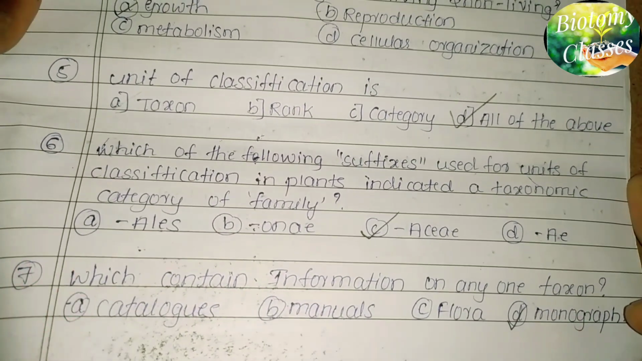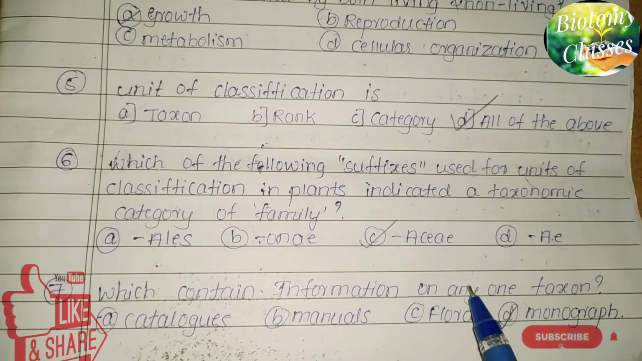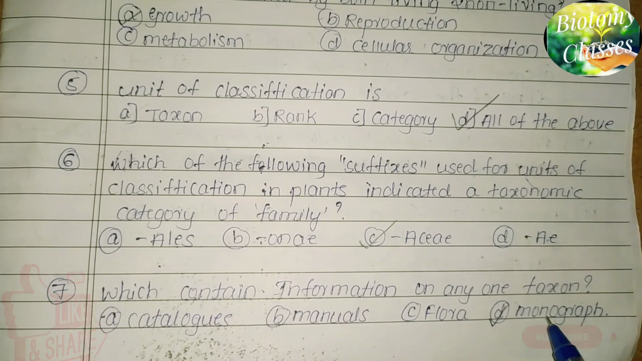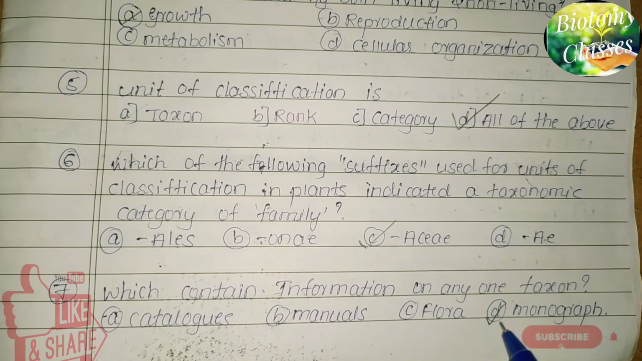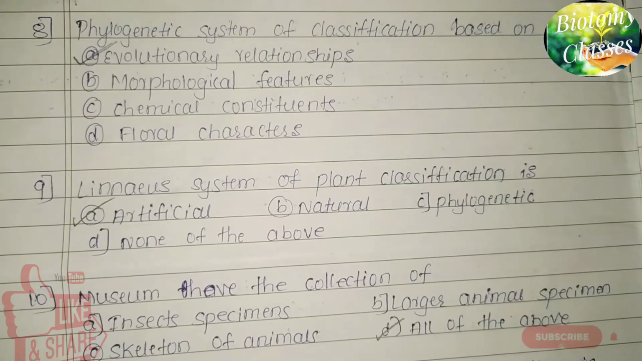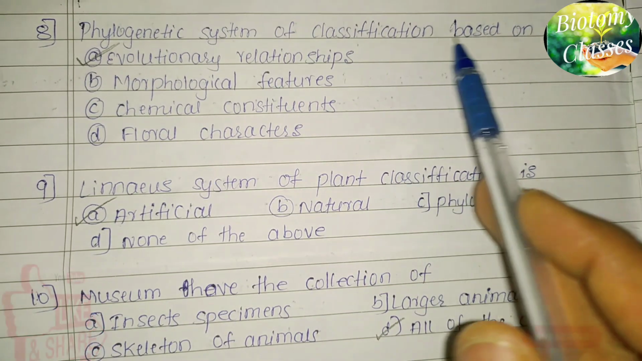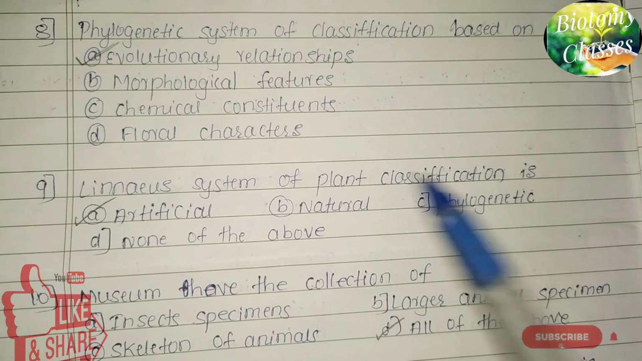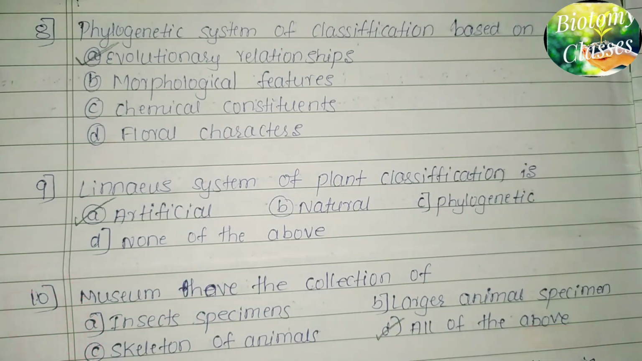Seventh one, which contains information on any one taxon, that is catalogue, manuals, flora and monograph. So information on any one taxon is called monograph. So D is the right answer. Eighth question, phylogenetic system of classification is based on. So phylogenetic system of classification is based on the evolutionary relationships. So A is the right answer.